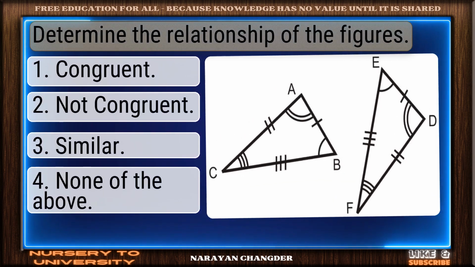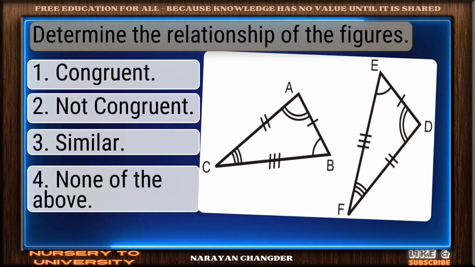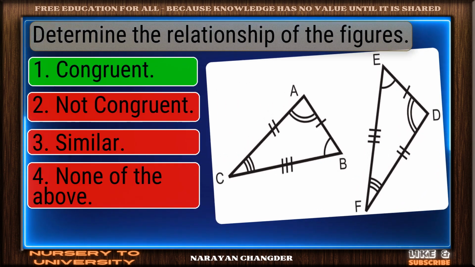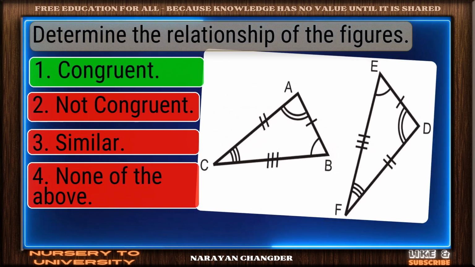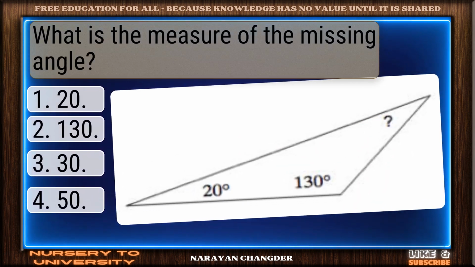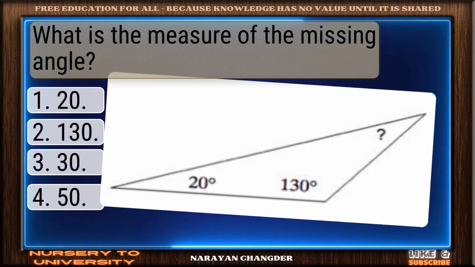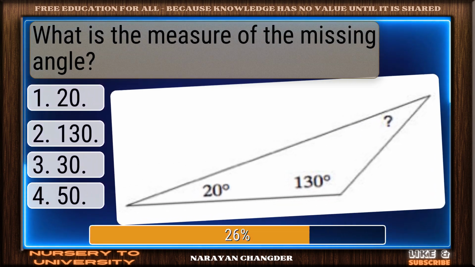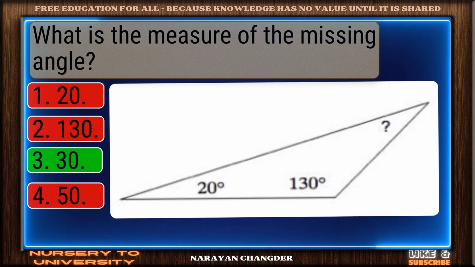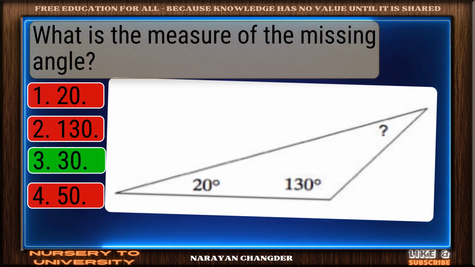Question number 11. Determine the relationship of the figures. Correct response. Congruent is the most accurate answer. Question number 12. What is the measure of the missing angle? Exactly. 30 makes sense, and it is the right choice.